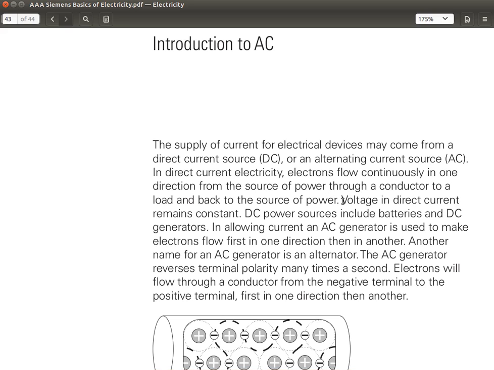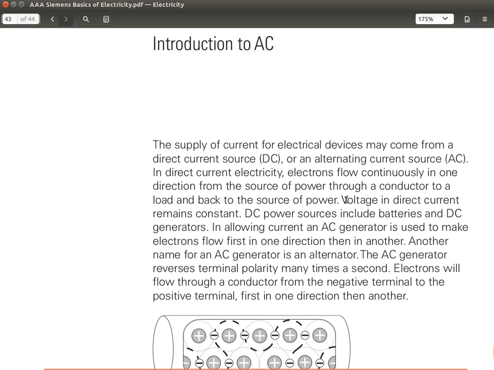Now, some sources of direct current include the battery, the solar panel, and when you have a generator with a rectifier attached. The generator may be an alternating current generator, but the rectifier turns the alternating current to direct current.